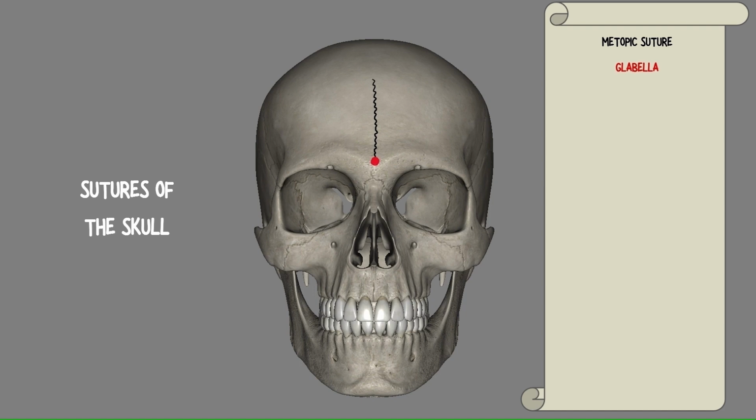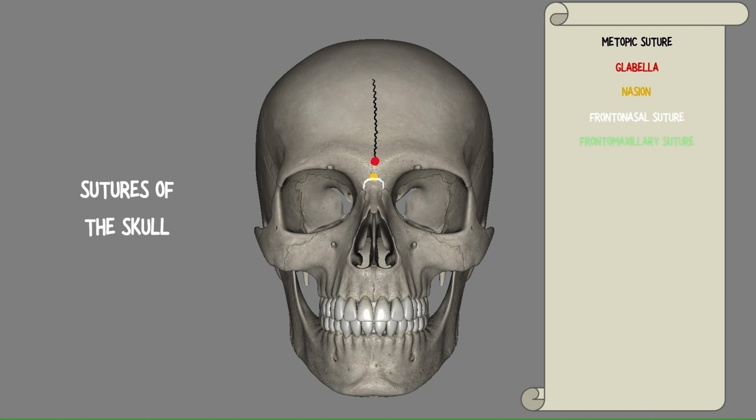Just below the glabella and between the eyes, where the frontal and the two nasal bones meet, there is a bony depression called the nasion, also known as the bridge of the nose. The frontonasal suture is the cranial suture between the frontal bone and the two nasal bones. This suture meets the internasal suture at the nasion.